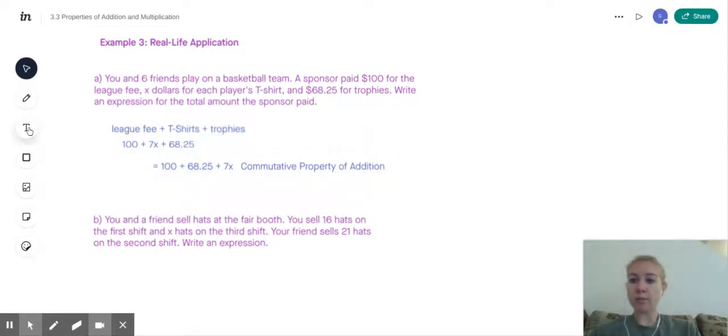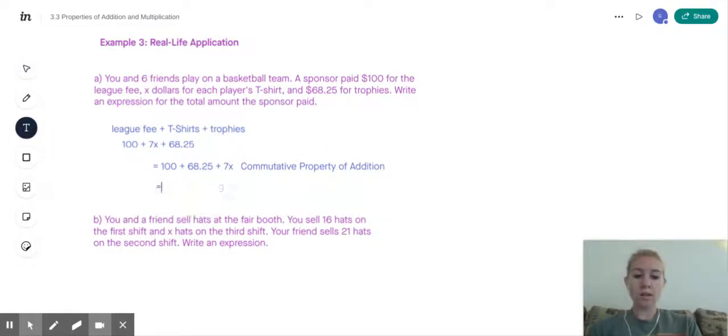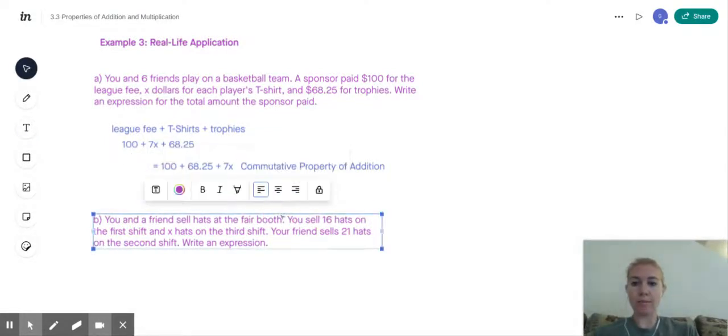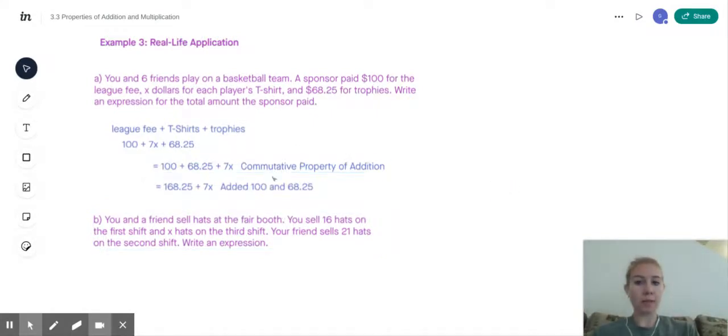And we can continue to solve. We can find 100 plus $68.25. So that would be $168.25, and then still plus that 7x. And since we don't know what x equals, we're just going to leave it at that. So for the last step, what we did is we added 168.25. And that would be our answer. Okay, making sure that we state which property that we used.